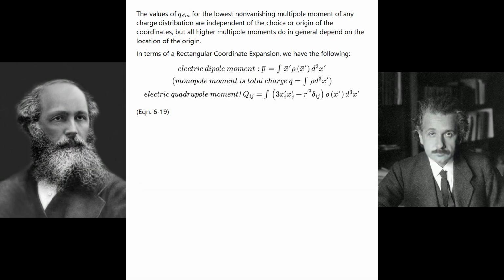The values of q sub lm for the lowest non-vanishing multipole moment of any charge distribution are independent of the choice of origin of the coordinates, but all higher multipole moments do in general depend on the location of the origin. In terms of a rectangular coordinate expansion, we have the following. Equation 6-19.